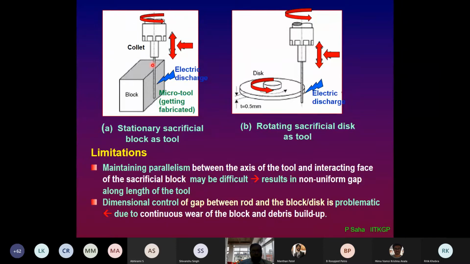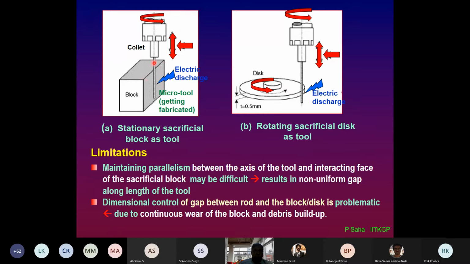See, here actually locally we are injecting some dielectric, because my requirement of dielectric is very small, because the working zone or the sparking zone is along a line over here. We just put a very thin stream of dielectric. Okay, but because of the dimensional control of this gap, there is a chance of erosion of this block also, because of the discharge.